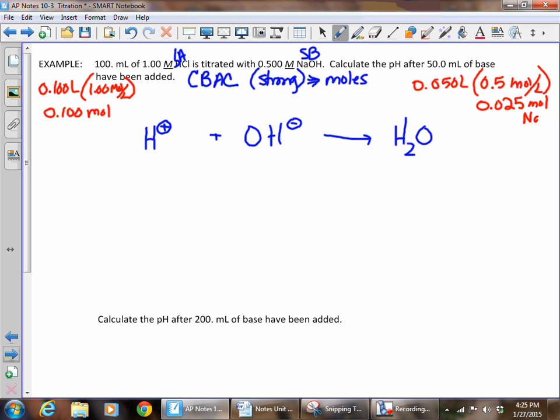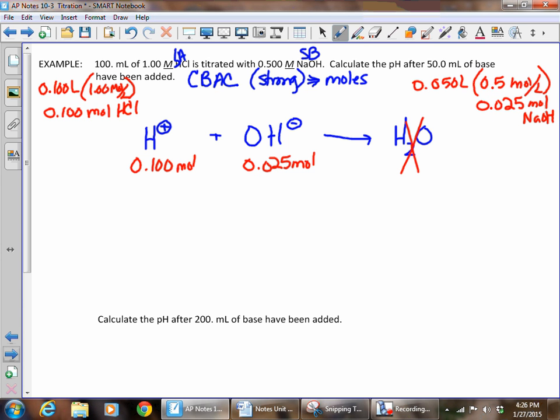So this is NaOH. Our solution over here is HCl. So this is going to be 0.100 moles of H plus, 0.025 moles of OH minus. And remember, we don't care about water at all because it's a pure liquid, so it's not even going to be involved in this.